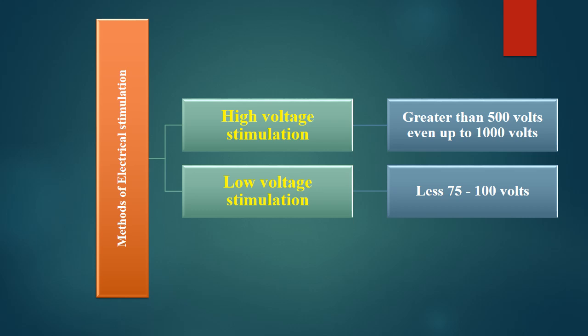Now there are different methods of electrical stimulation. It can be high voltage stimulation and low voltage stimulation. In the high voltage it is more than 500 volts and it can be up to 1000 volts, and there is low voltage which is up to 75 or 100 volts, that is at a lower range.